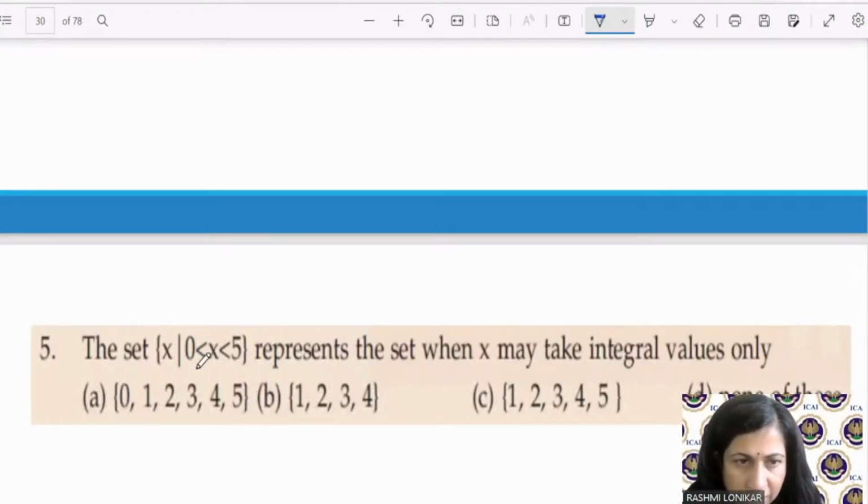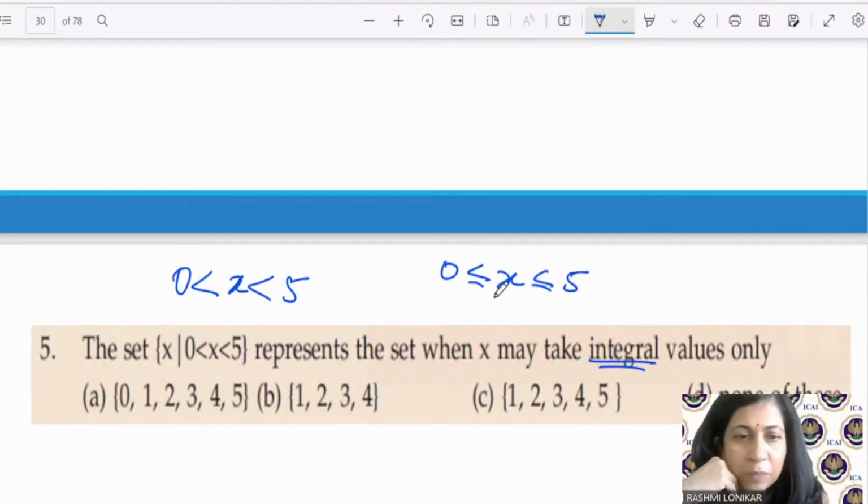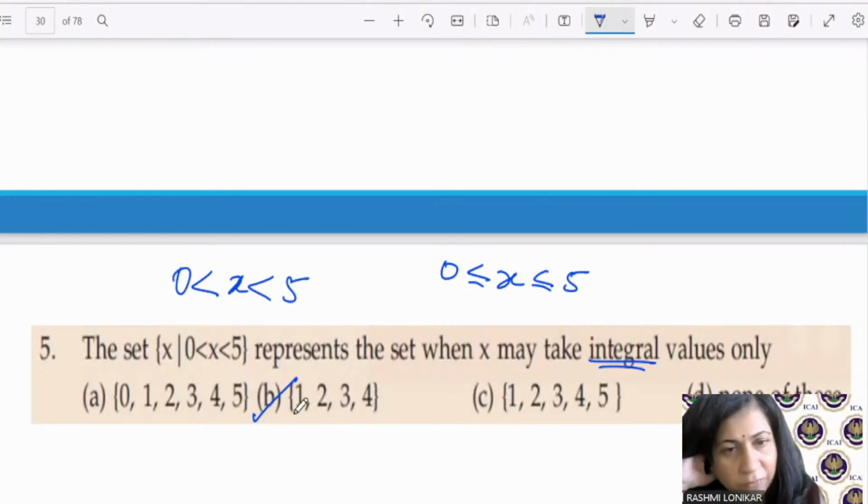The set X is such that 0 less than x less than 5, representing the set where x may take only integral values. This is important. Integral means you don't have decimals like 1.5. Now see, 0 less than x less than 5 is given by 1, 2, 3, 4, because it has to be greater than 0 and less than 5. And those are only integral values.